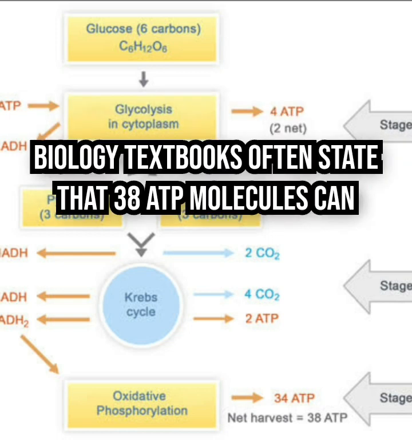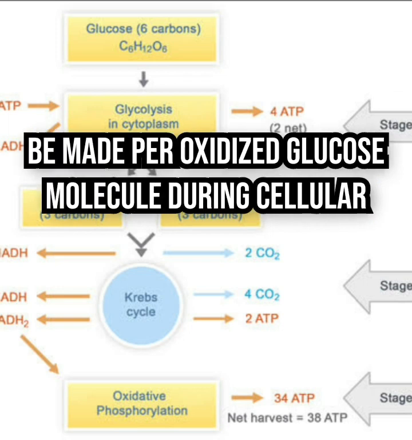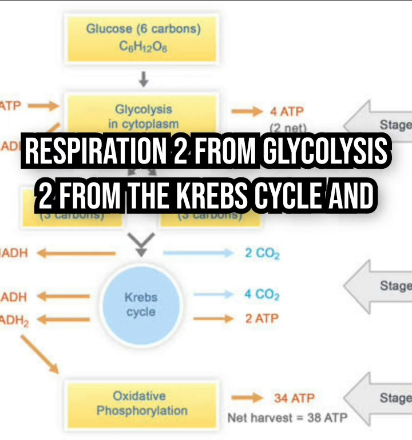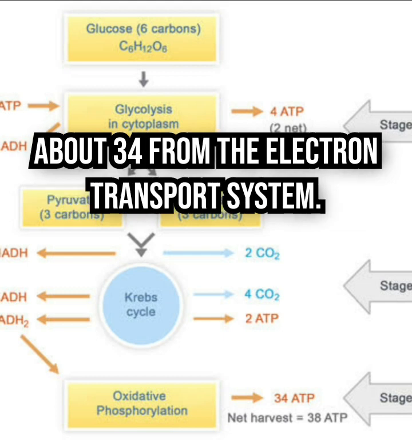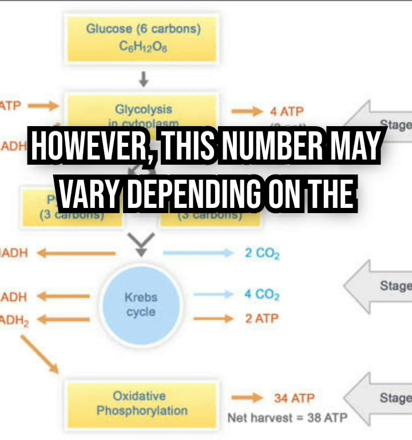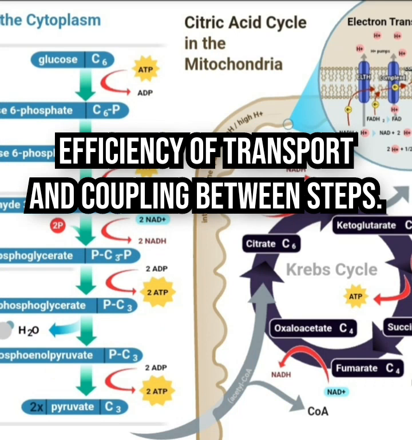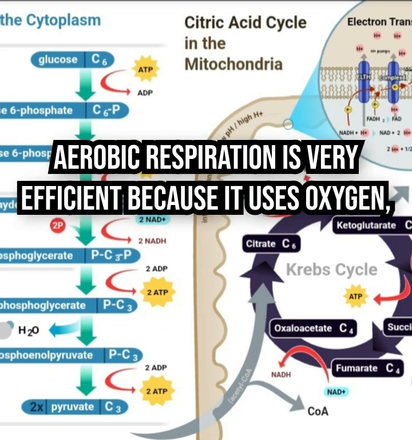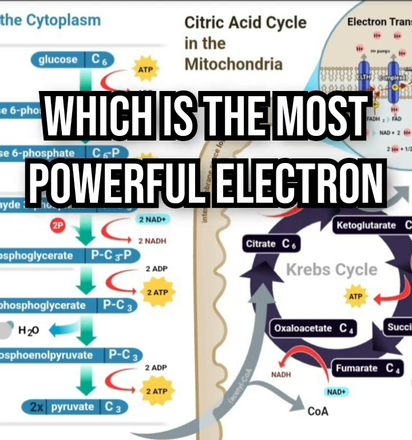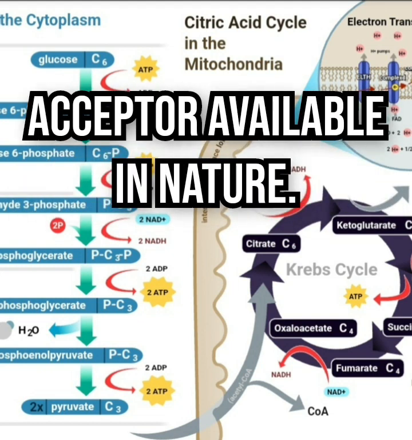Biology textbooks often state that 38 ATP molecules can be made per oxidized glucose molecule during cellular respiration, 2 from glycolysis, 2 from the Krebs cycle, and about 34 from the electron transport system. However, this number may vary depending on the efficiency of transport and coupling between steps. Aerobic respiration is very efficient because it uses oxygen, which is the most powerful electron acceptor available in nature.